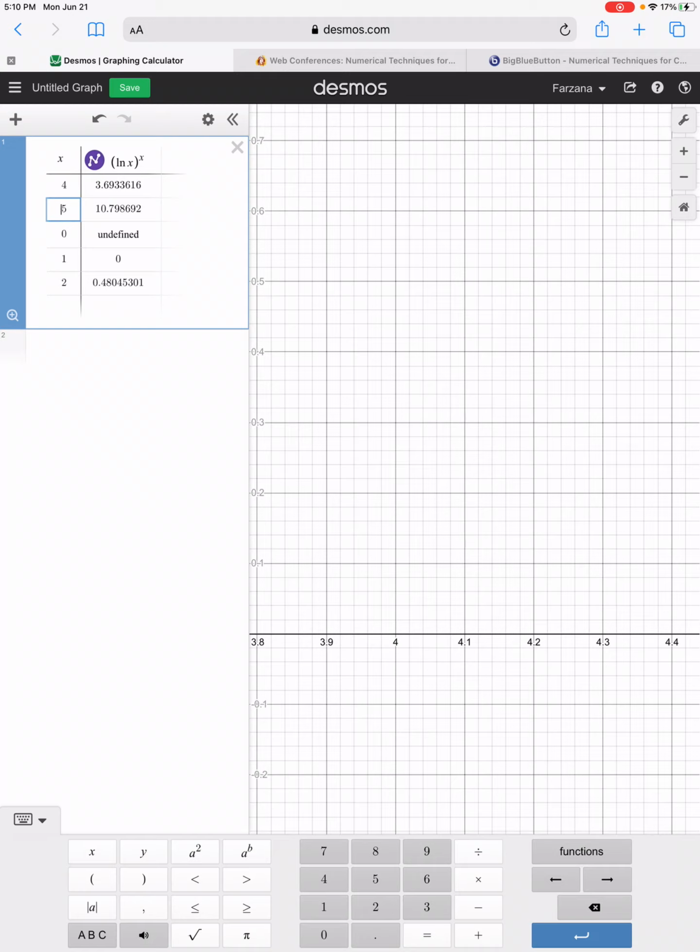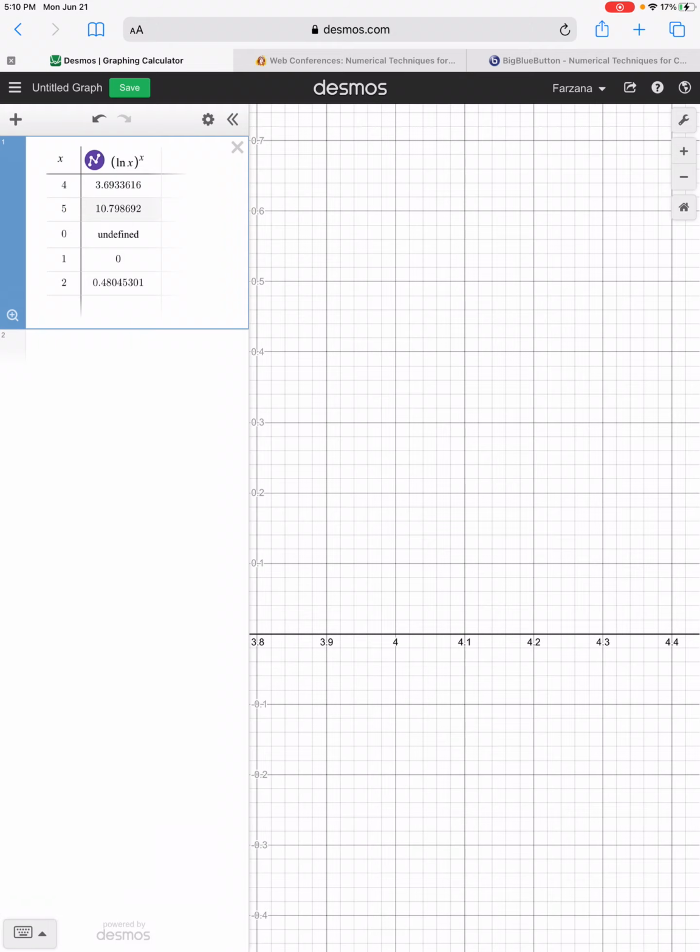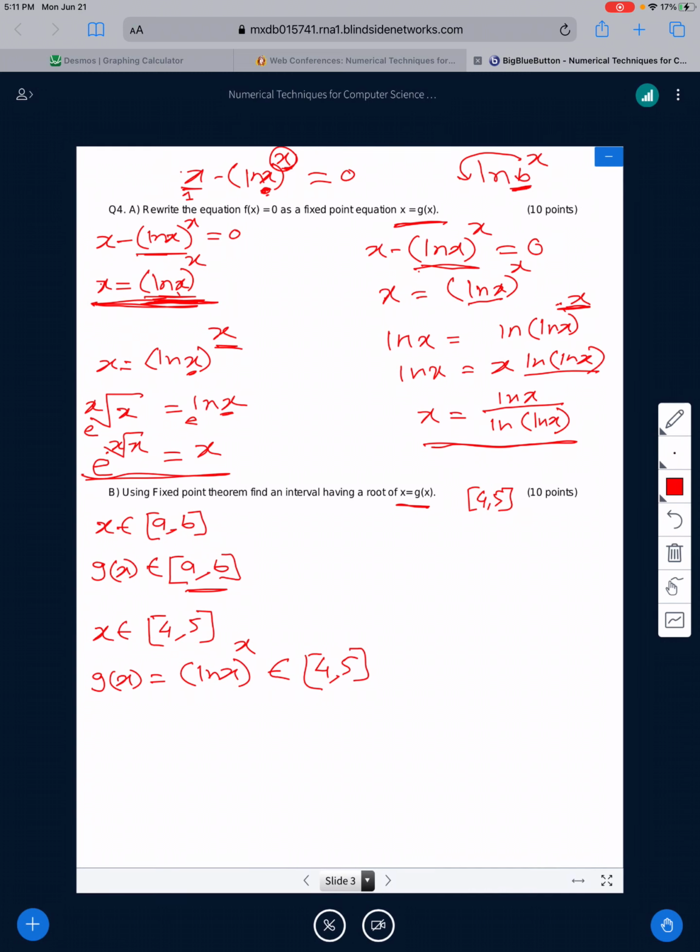So what the fixed point theorem is saying is, if x belongs to an interval, then g of x also needs to belong to the same interval, then we can say there is a root inside this interval for this function. So this is saying it does not belong to 4 to 5. That means this function will not work. Now we are going to the second one.